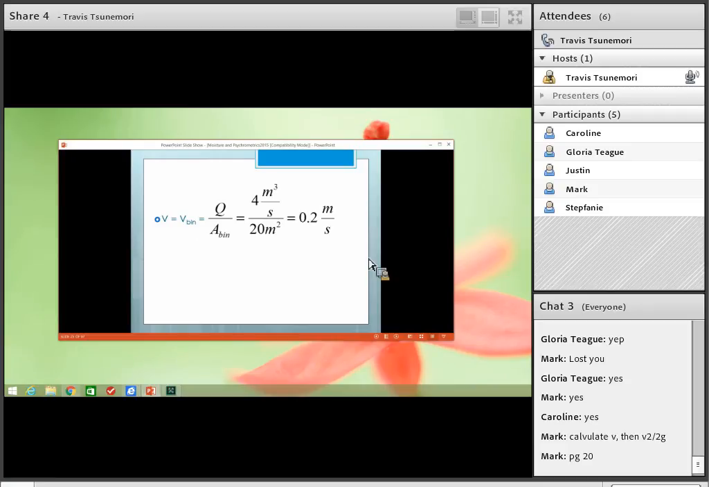We know our volumetric flow rate was 4 meters cubed per second. And the area of the floor is 20 meters squared. So now our velocity through the bin is 0.2 meters per second. And so you can see how this is negligible compared to the 20 point something that we calculated before, 20.4 meters per second. So we're going to take this velocity and we're going to plug it.